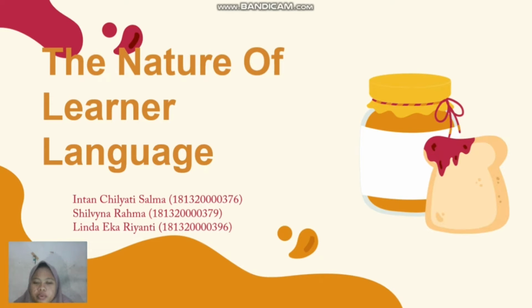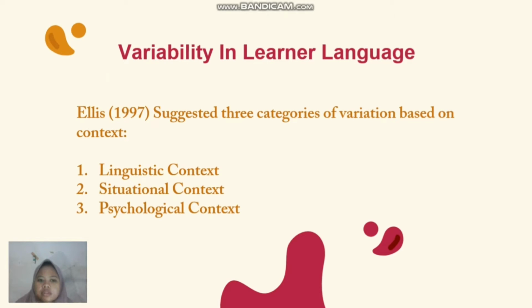We are from group 2 and we will continue the second presentation, which is about the nature of learner language. Yesterday we shared about error, error analysis and developmental pattern, and this time we will explain the variability of learner language and also the summary. Okay, let's move on. The first is about the variability in learner language.